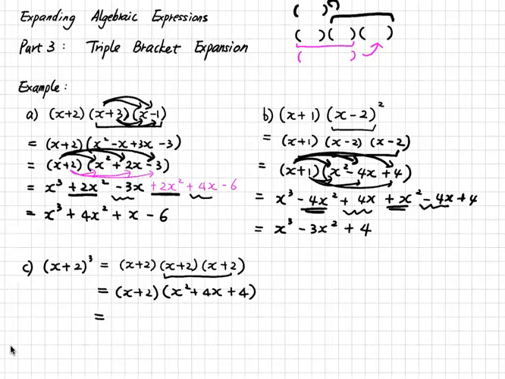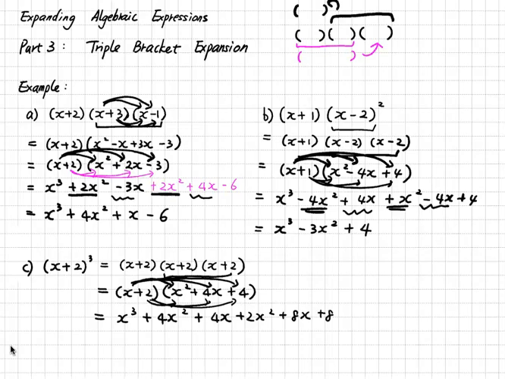Now, continue. We have x times by x squared is x cubed, x times by 4x is plus 4x squared, and plus x times by 4, which is 4x. You have the next one, plus 2x squared plus 8x and plus 8. Now again, collect all the like terms.